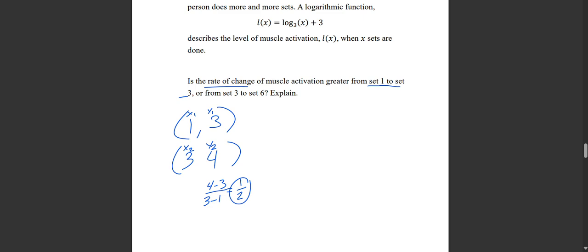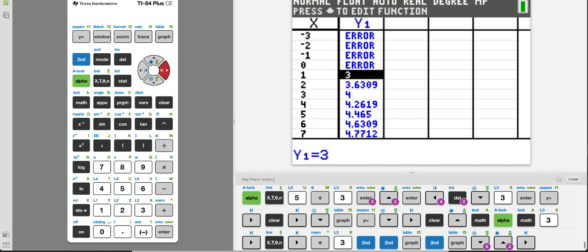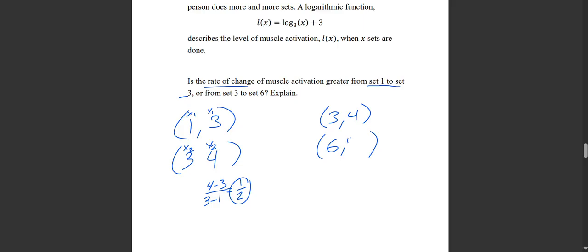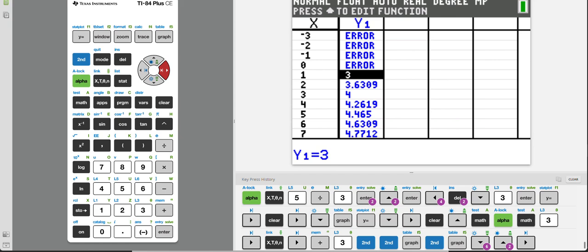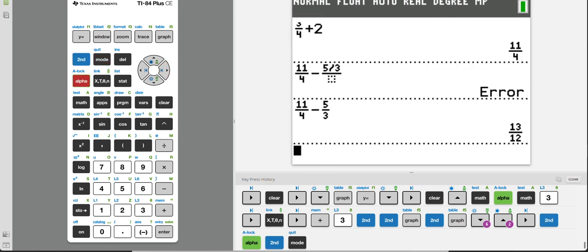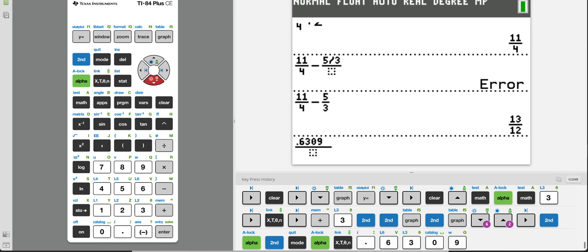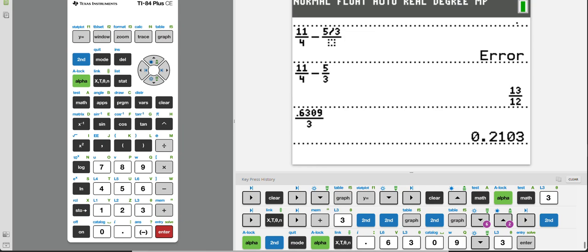Let's test from set 3 to set 6. So set 3, we know it's activation of 4, but what about set 6? Let's look. Set 6 is 4.6309. And we'll do another slope, 4.6309 minus 4 over 6 minus 3. And that would be 0.6309 over 3. That's 0.2103.